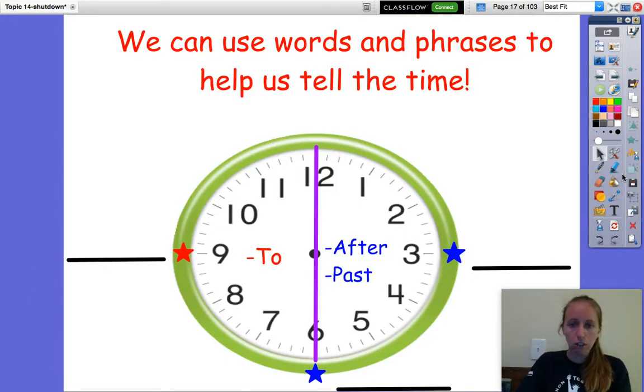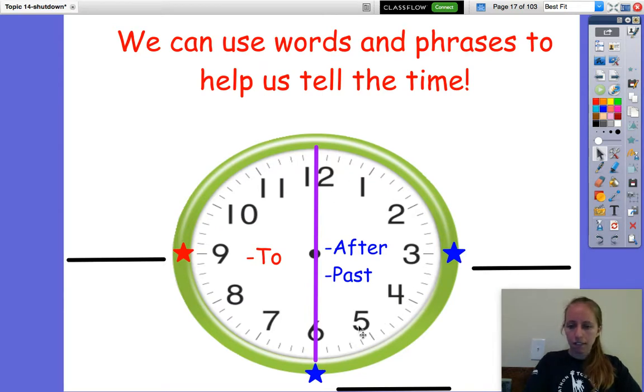Okay, so we can use words and phrases to help us tell the time. Everything on this side of the clock, we're going to say it's after or past. And everything on this side of the clock will say it's to the next hour. And I will show you more about that. But when I say everything on this side of the clock, I mean the minute hand. When we're talking about the minute hands, right?